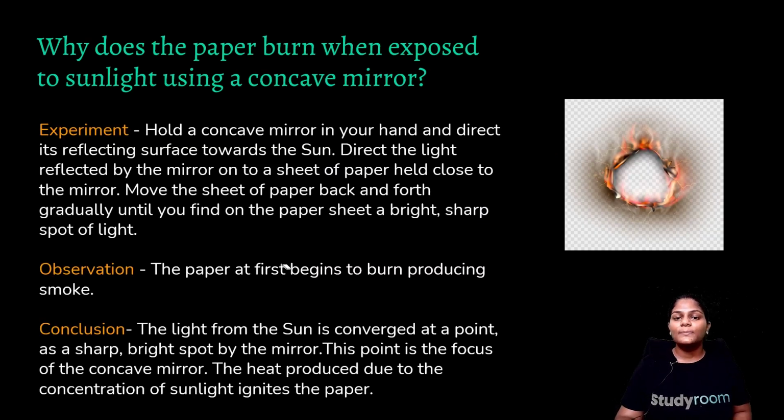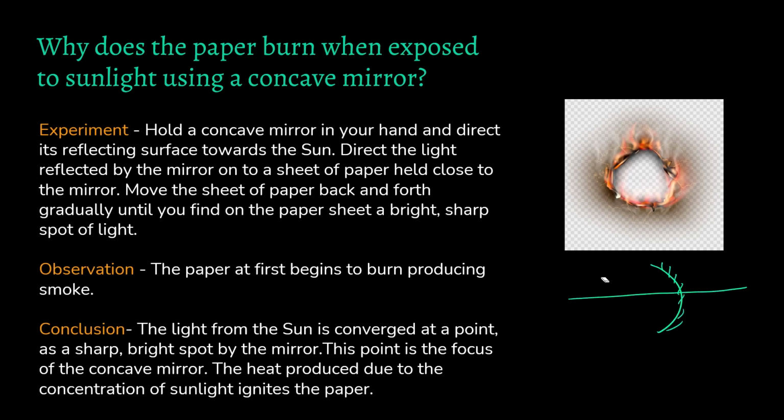Now, why does the paper burn when exposed to sunlight while using a concave mirror? In case of a concave mirror, we saw that all these lines coming from infinity meet at one point, right? They all meet here. So think about if all the light from the sun was focused at just one point, how hot would that point be? That is exactly what happens.